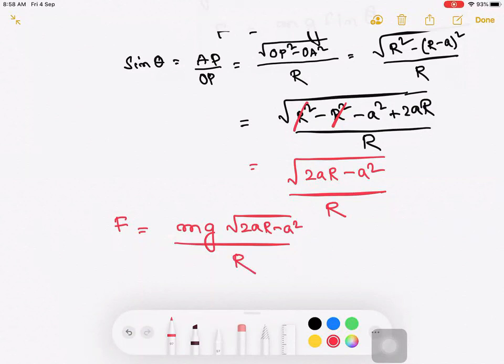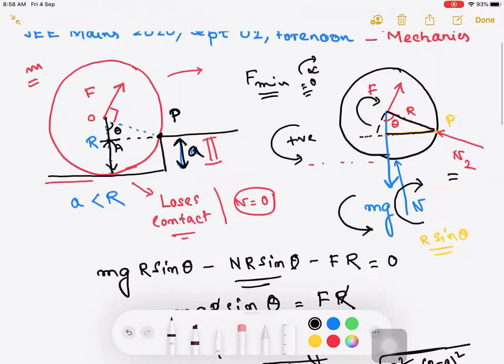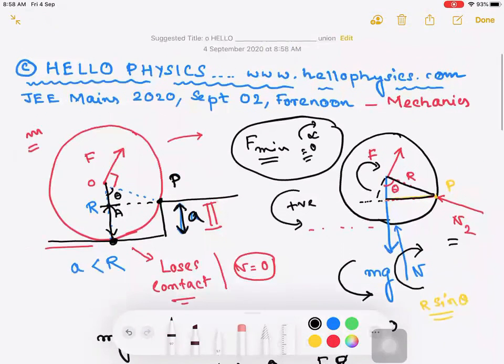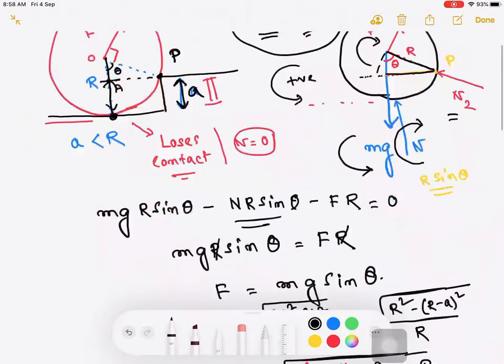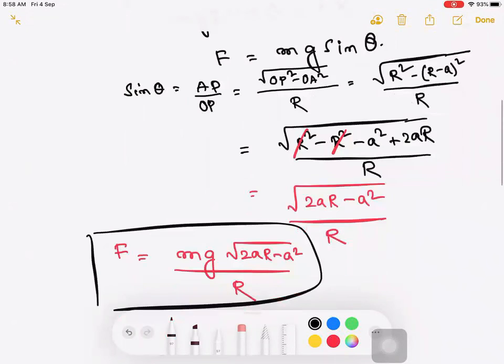It's a little bit on the tougher side, I should say, a little bit higher than moderate, and that is because of a few understandings that are required over here. That is, the normal reaction at this point becomes equal to 0, and also the fact that the force is minimum. That means the angular acceleration must be nearing 0. You just need to balance the forces and find out the condition when the normal reaction becomes equal to 0, and you get the answer. Okay, thank you.